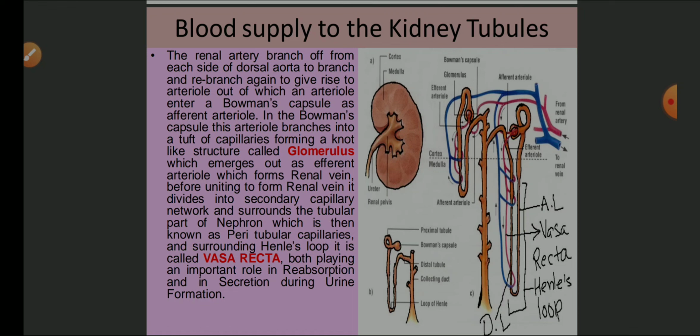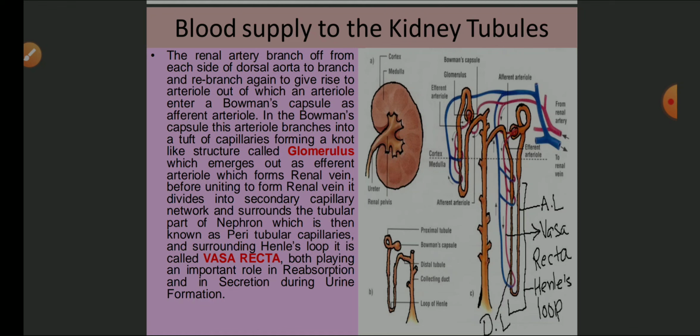So this renal artery entering into the kidney divides into the millions of afferent arteriole. Afferent arteriole does not enter directly into the cup-shaped structure, but it forms the tuft of capillaries known as glomerulus. Glomerulus plus Bowman capsule together is known as Malpighian body. This tuft of capillaries unites together to form efferent arteriole, and efferent arterioles come out, unite together to form renal vein.